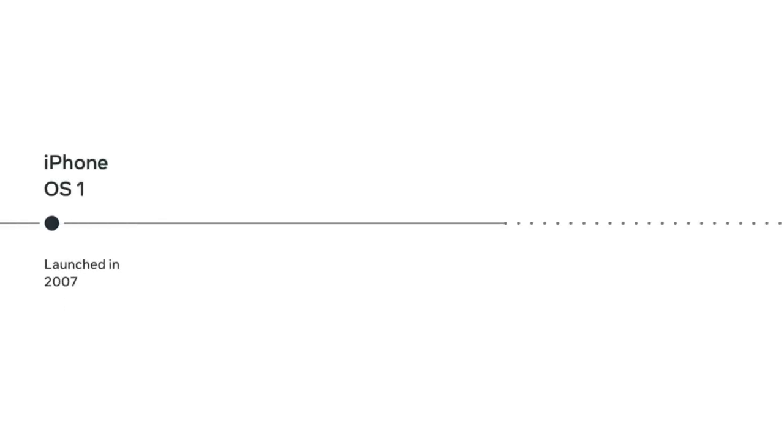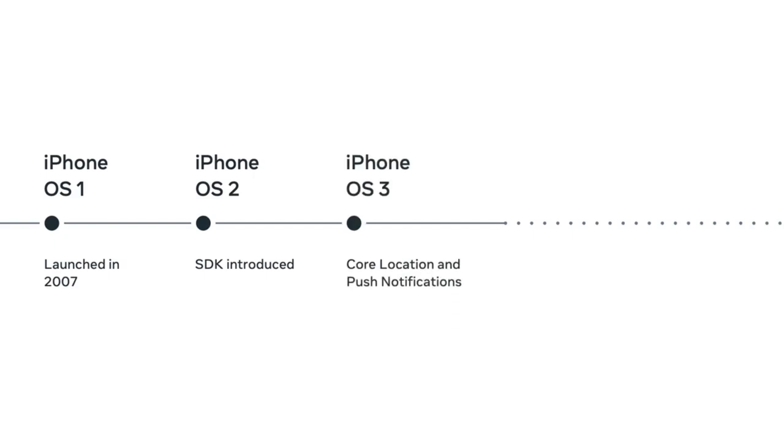iPhone version 1 was launched in 2007. From iPhone OS 2.0, developers had access to an SDK, or software development kit. An SDK is like a box filled with tools that mobile developers use to build apps for iOS. Version 3 brought huge improvements, such as call location for identifying where a device is, and push notifications to allow easy updates. iOS 4 was the first version to allow multitasking.